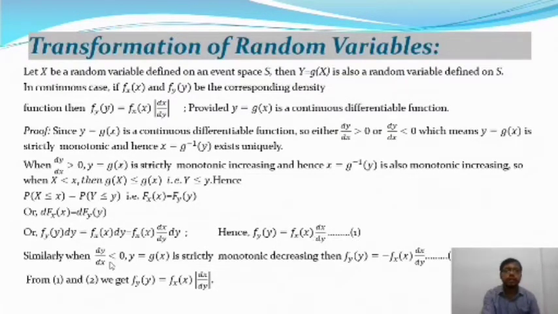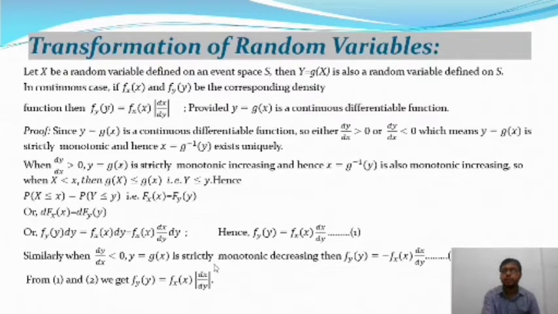Similarly, when dy/dx is less than 0, then y = g(x) is a monotonic decreasing function. In that case we will similarly get fy(y) = minus fx(x) into dx/dy, and we can write this as equation number 2. So from equations 1 and 2 we will get fy(y) = fx(x) into modulus of dx/dy. Hence the proof of this theorem.